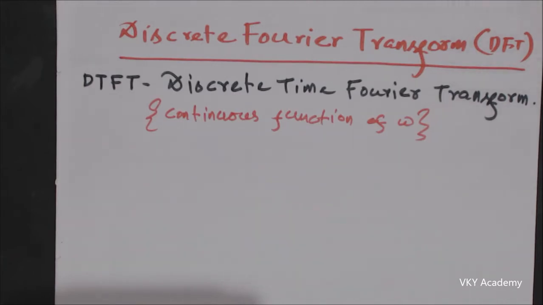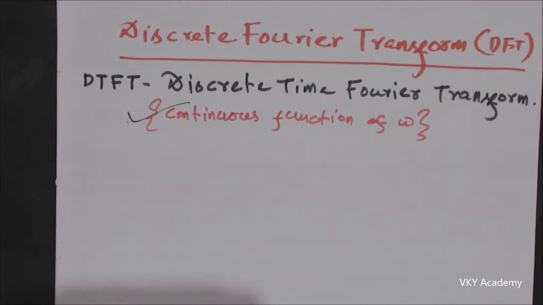The drawback in the discrete time Fourier transform is that the frequency domain representation of a discrete time signal obtained using DTFT will be a continuous function of W, and so it cannot be processed by a digital system. So the discrete Fourier transform has been developed to convert a continuous function of W to a discrete function of W, so that frequency analysis of a discrete time signal can be performed on a digital system. This is the advantage of the discrete Fourier transform.